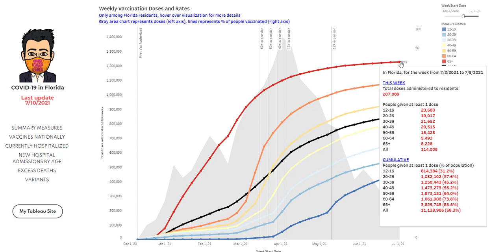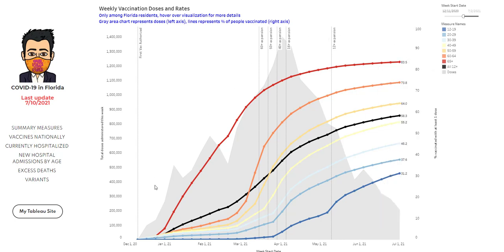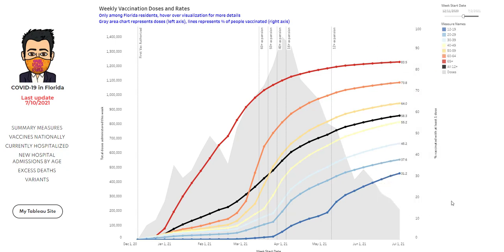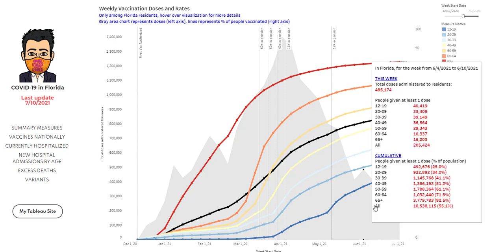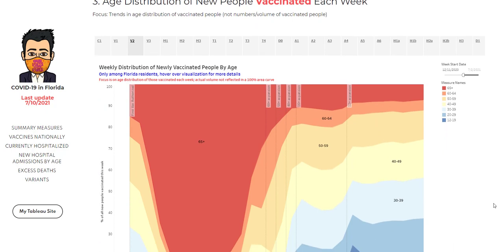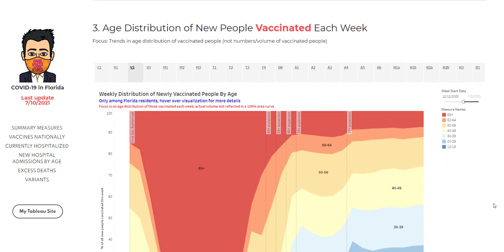Again, when you hover over any data point, in this case, what you get are the total doses administered to residents in the week of interest. And then you get by age group the total number of people that have had at least one dose, as well as the cumulative number of people to date in each age group that have been vaccinated with at least one dose. This gray area curve that's in the background is essentially giving the weekly number of doses administered. And so obviously you can see what has happened of late is we've been giving less and less doses on a weekly basis.